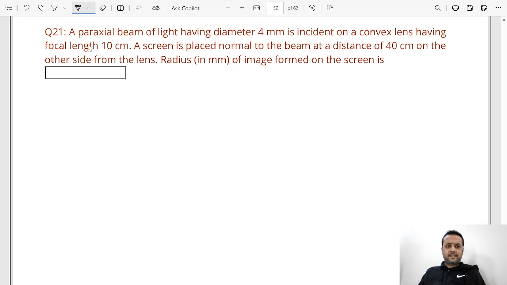In this question, there is a paraxial beam of light having diameter 4 mm, which is incident on a convex lens having focal length 10. A screen is placed normal to the beam at a distance of 40 on the other side. Find the radius of the image formed on the screen. Let us understand: imagine that this is a convex lens and here we have got some screen.